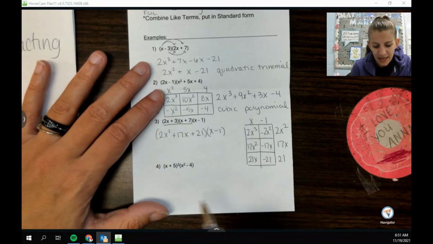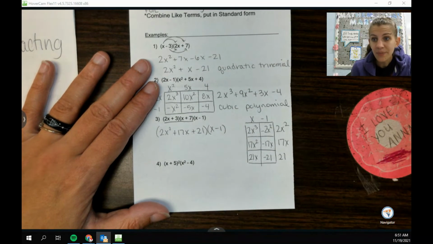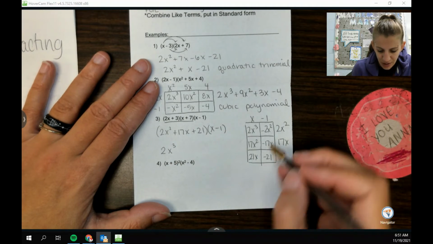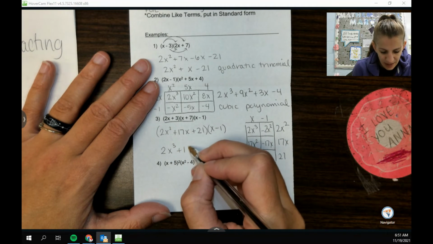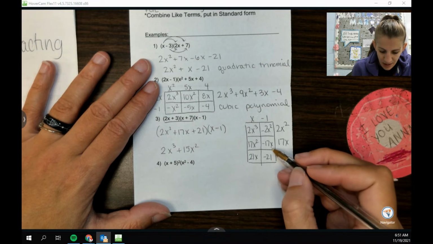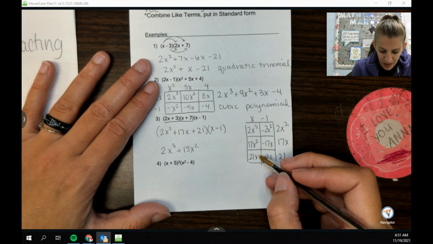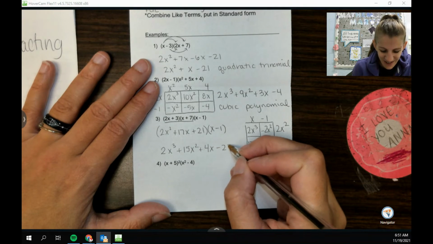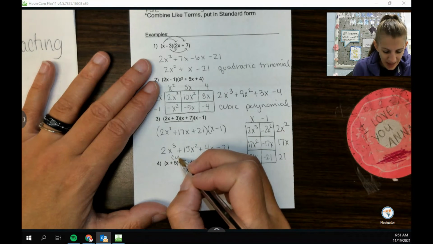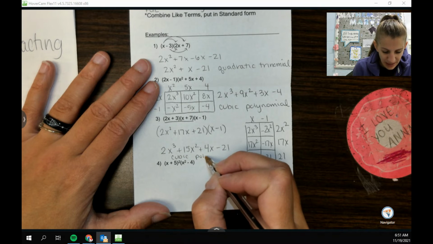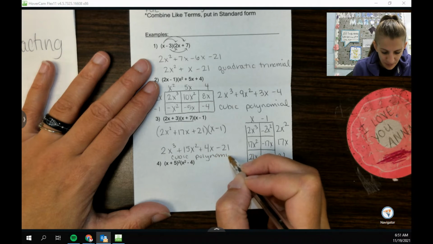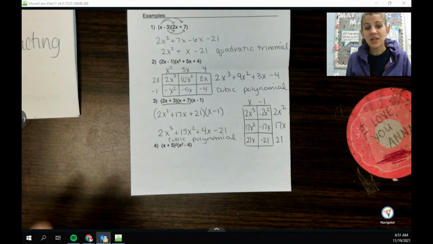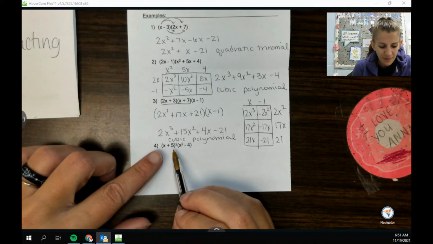And then we can kind of go through and put it in standard form and collect our like terms. So we got 2x to the third, 15x squared, 4x, and then minus 21, which, this is a cubic polynomial again. So that's fun. And then the last one is just a little bit different too.